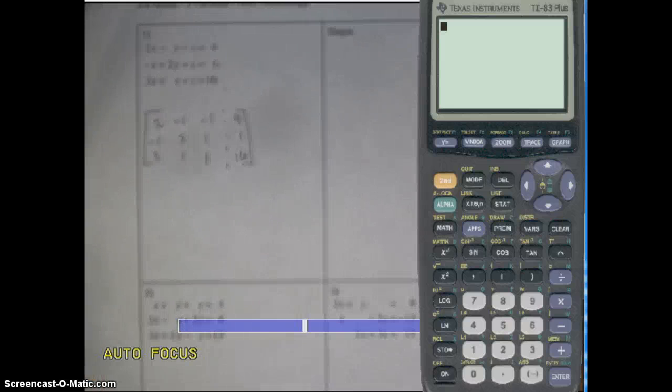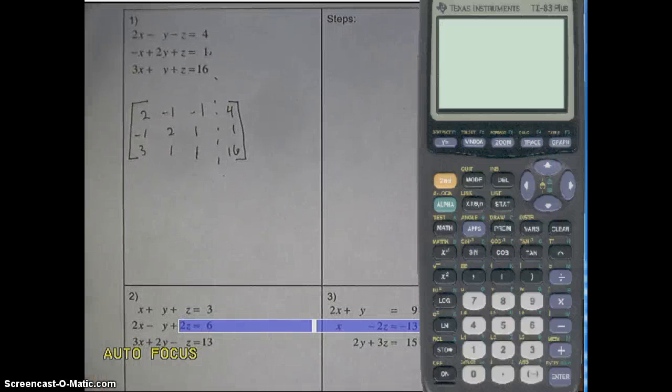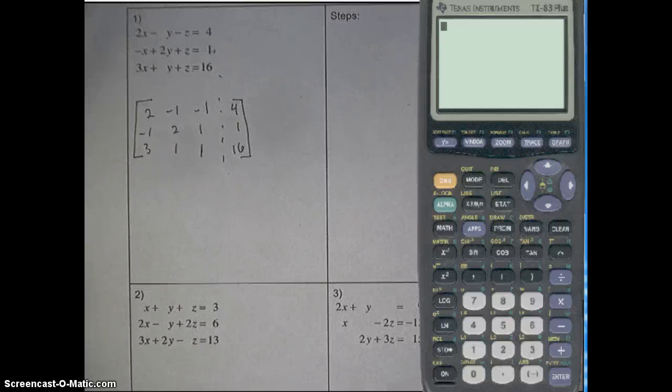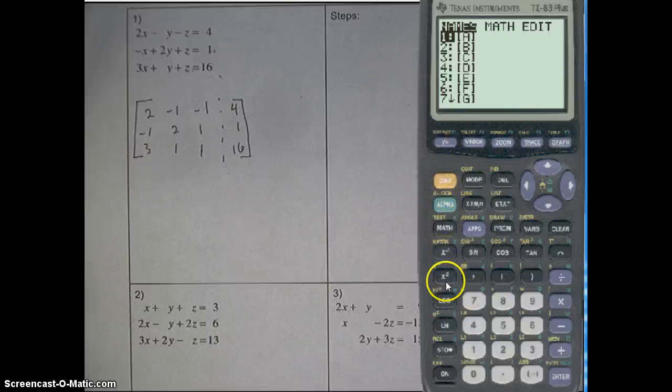Now, after you've written this matrix, we can use the calculator to solve this system of equations. We start with the matrix screen, which is second x to the negative first power. Then I go over to Edit and hit Enter on matrix A.